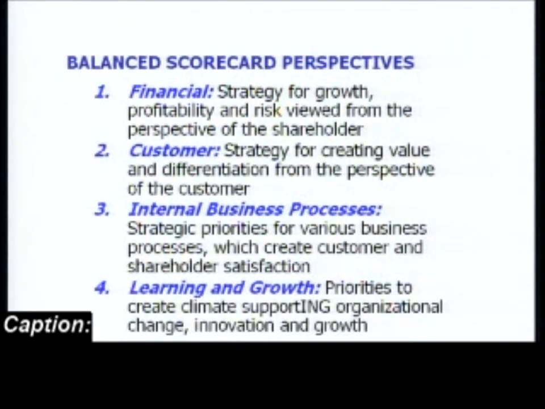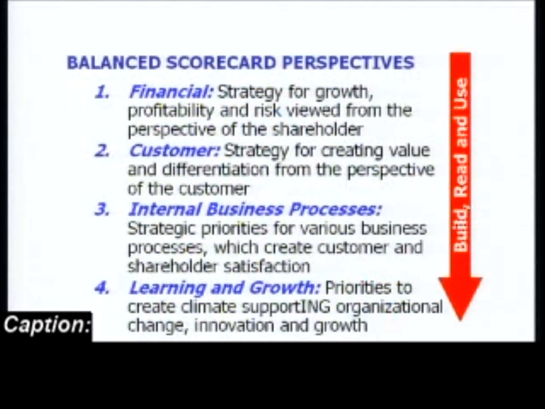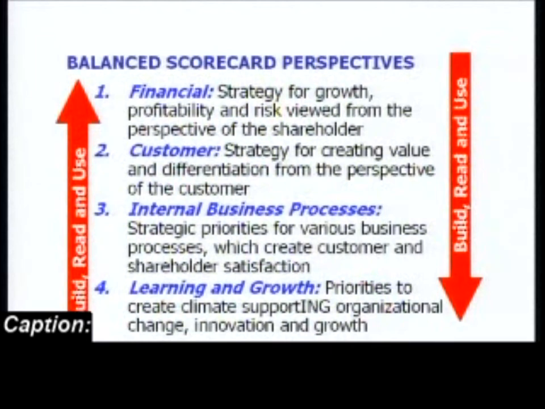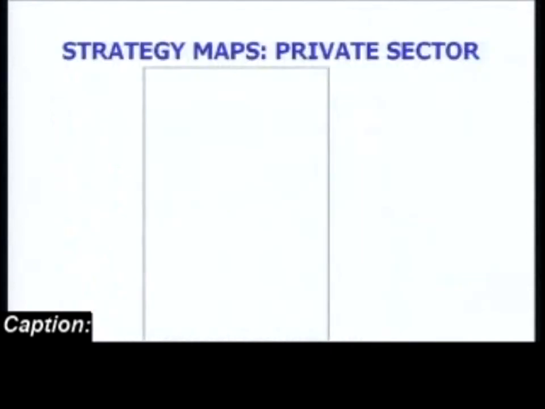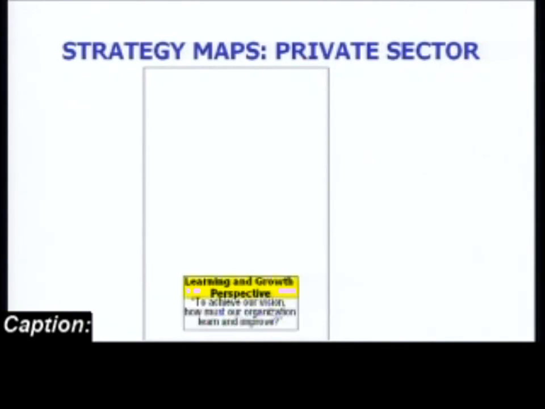And the learning and growth perspective, which establishes priorities to create a climate that supports organisational change, innovation and growth. These four perspectives are typically built, read and used from the top down, or particularly read and used from the top down, but are built mainly from the bottom up. And they're documented in strategy maps. We'll look at a strategy map for a private sector organisation and then for a public sector or non-profit organisation.